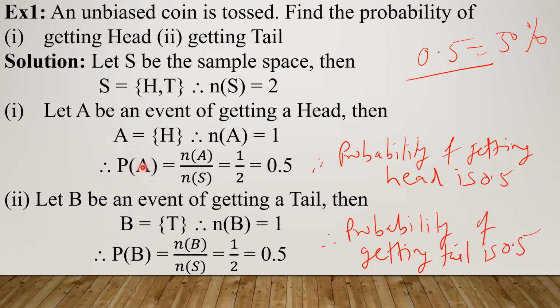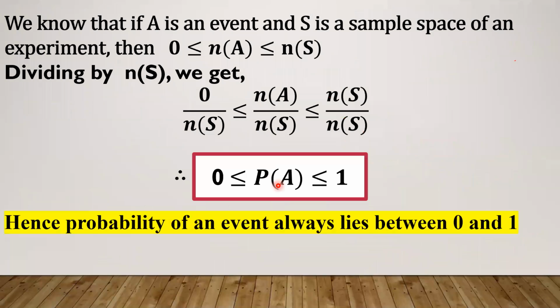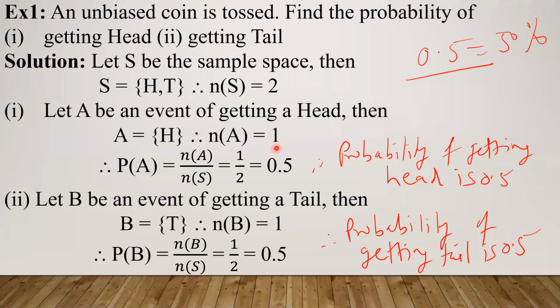What is my definition? Number of points in A divided by number of points in S. How many points are there in A? 1. Number of points in S, 2. So 1 divided by 2 is nothing but 0.5. So probability of getting a head is 0.5. Your answer should be less than 1, and 0.5 is less than 1. The probability of any event will not be more than 1; at maximum it can be 1, and it will not be less than 0, meaning probability cannot be negative.